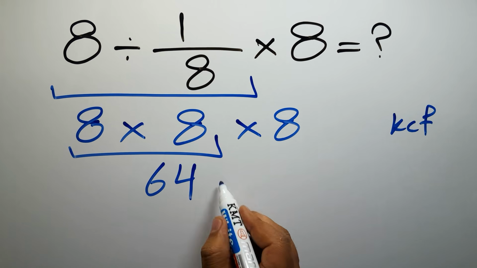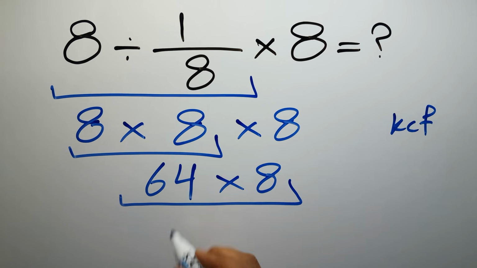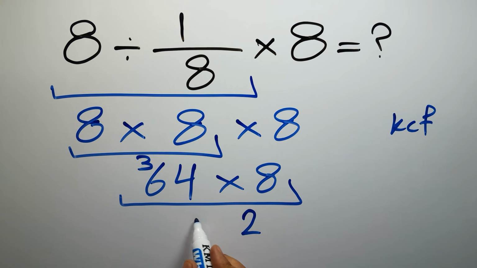So 64 times 8. Okay, 8 times 4 gives us 32. So we write 2 here and carry 3 here. 8 times 6 gives us 48. So 48 plus 3, which equals 51. So we have 512. And this is our final answer to this problem.